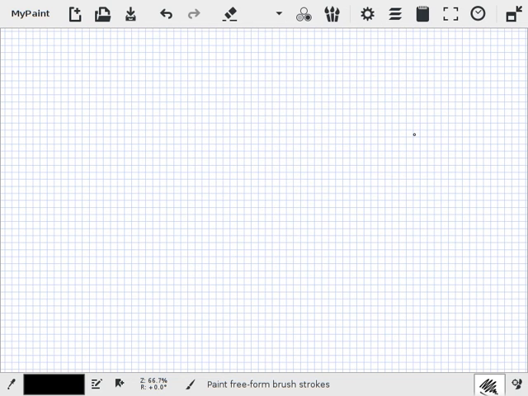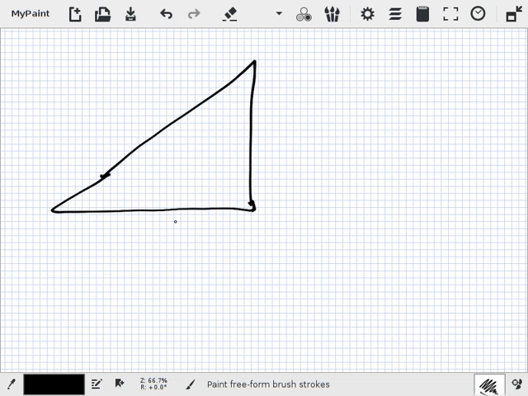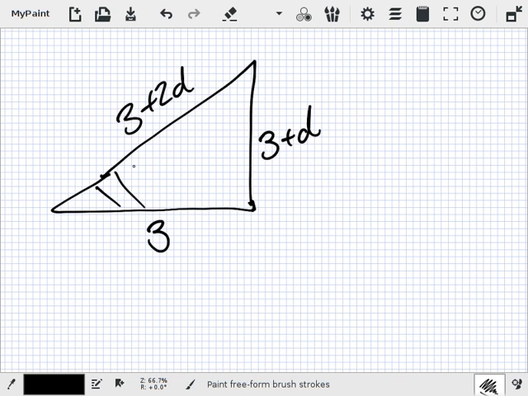The sides of a right angled triangle are in arithmetic progression. So that means this side is A, this side is A plus D, and this side is A plus 2D. The smallest side is 3. So this is 3 plus D, 3 plus 2D. And the area is 6. And you know it's a right angled triangle, so you know that's a 90 there. What is the missing side?